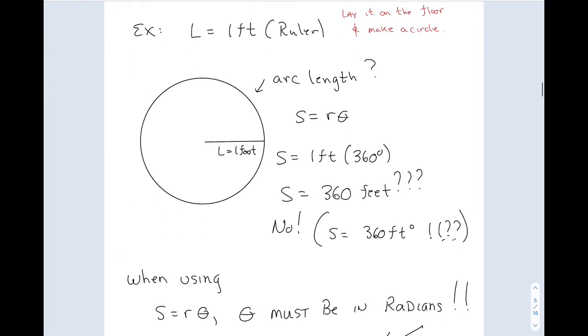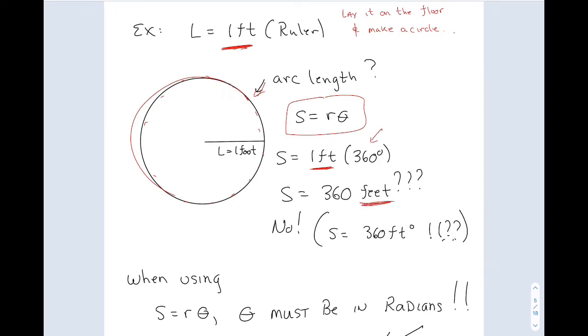All right, as another example, let's say you take a ruler, your 12-inch ruler. So you have a foot. You put your ruler on the ground, lay it on the floor, and you make a circle, and you're going to walk around that circle. Well, what's the arc length of that circle you're going to walk around? Well, that's our expression: the arc length is r theta, and the radius is a foot. That's your ruler, and go all the way around 360 degrees.